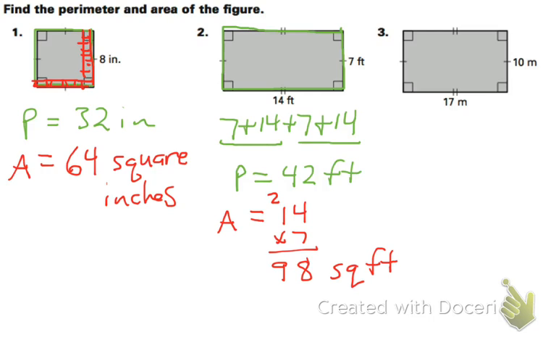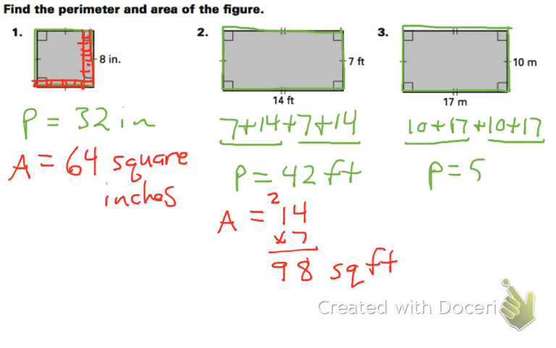Next problem, perimeter 10 plus 17 plus 10 plus 17. So 10 plus 17 is 27. This 10 plus 17 is also 27. And 27 times 2 equals 54. So 54 meters for the perimeter.